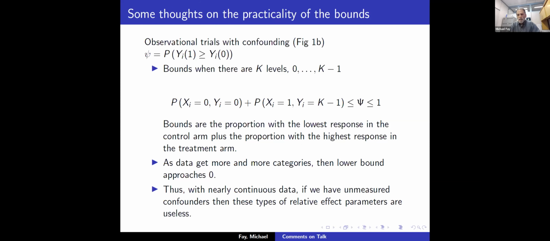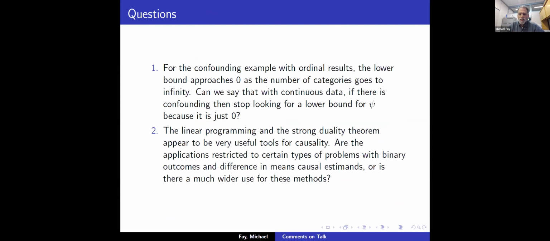I know, Erin, you talked about, in answering the questions, how as you get more and more categories... I thought, well, if it's uniform, then for sure it's going to be a problem, because you're going to get lower and lower values in the bound, and essentially your bound is going to approach zero. So it seems like with nearly continuous data, if we have unmeasured confounders, not only will we always include the null effect, but we're going to have essentially no information without extra assumptions. So just to start, I had some questions.